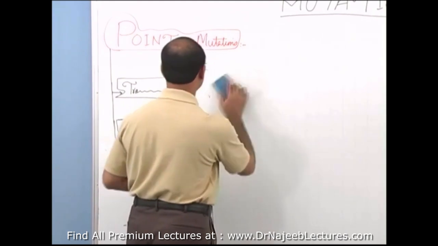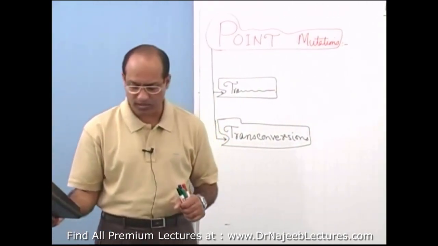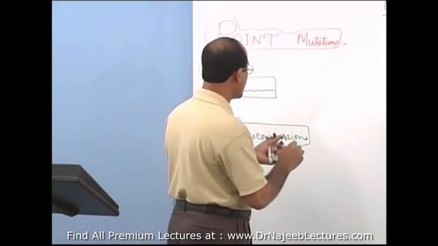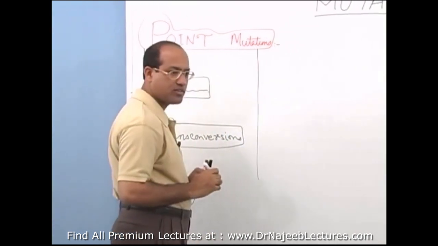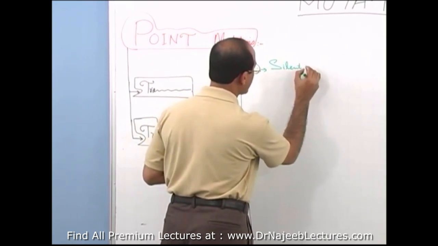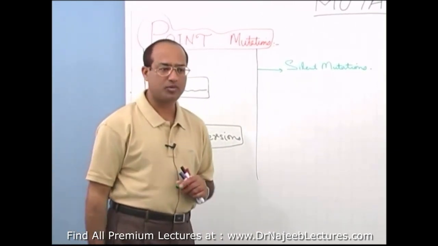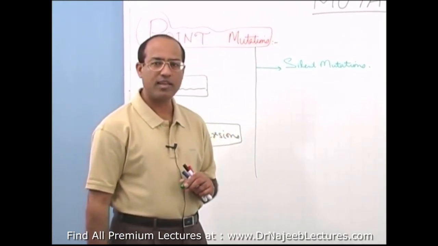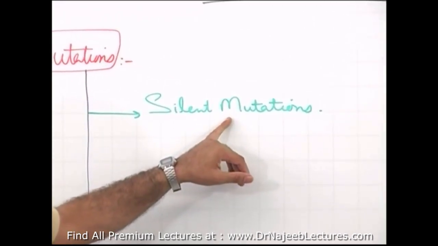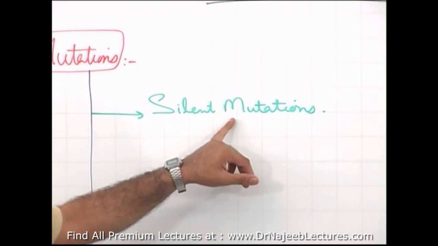The other way to look at point mutation is according to the effects of that, what type of effects the particular point mutations bring in the organism. That is, we are classifying point mutations according to their consequences. First example is silent mutations. What are silent mutations? Silent mutation means that there is a mutation, but there is no effect on the amino acid type and sequence in the protein.